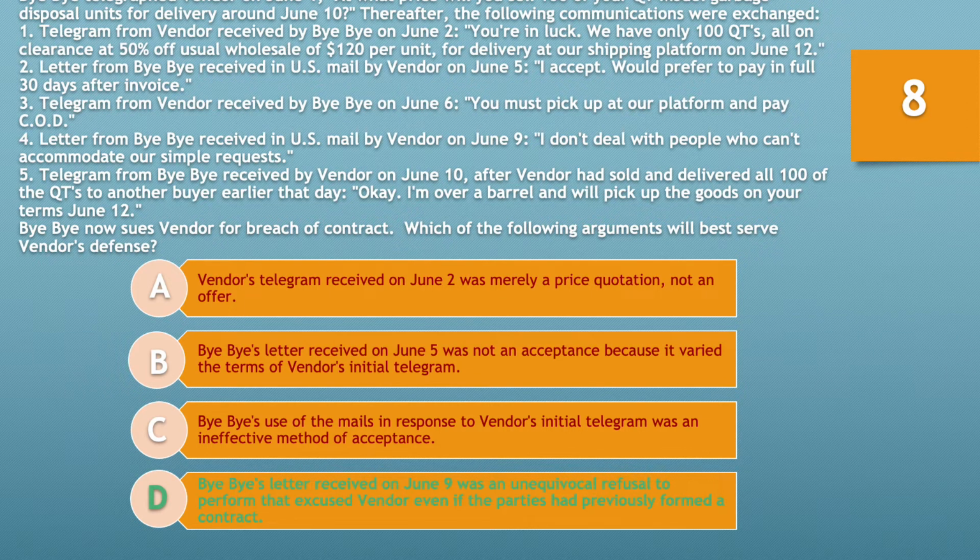In this case, the letter from Bye-bye received in U.S. mail by vendor on June 9th states, "I don't deal with people who can't accommodate our simple requests," which would be considered an unequivocal refusal to perform, which would excuse vendor even if the parties' previous communications were deemed a valid contract. As a result, D is the best option.